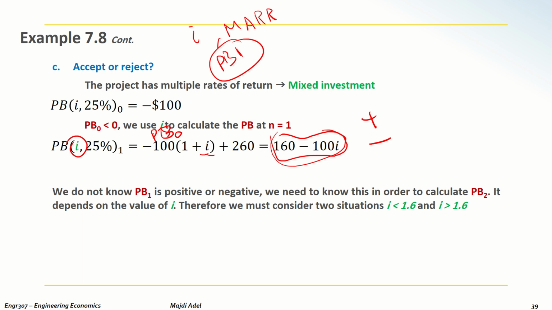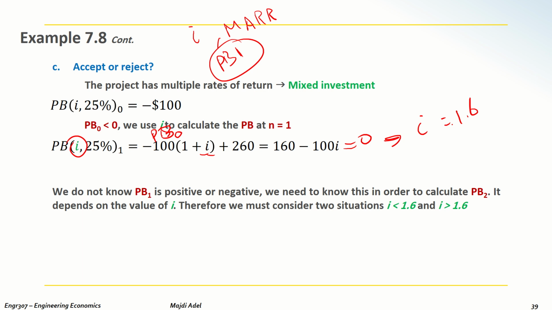And for that, we need to solve this equation. By solving this equation, we will get I equals 1.6. This means that at I equals 1.6, the project balance is 0.